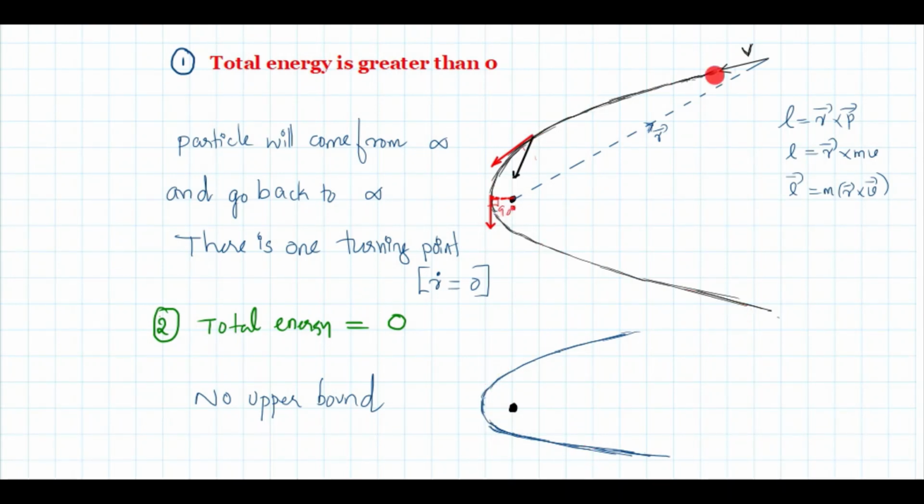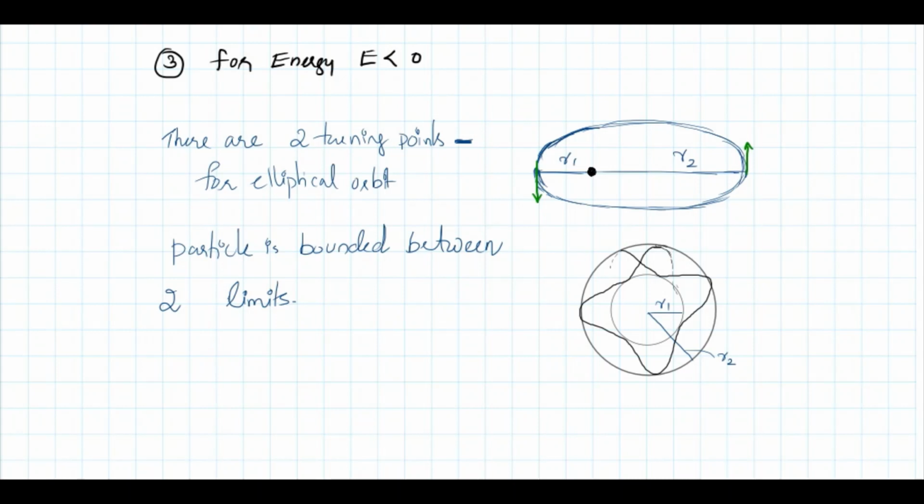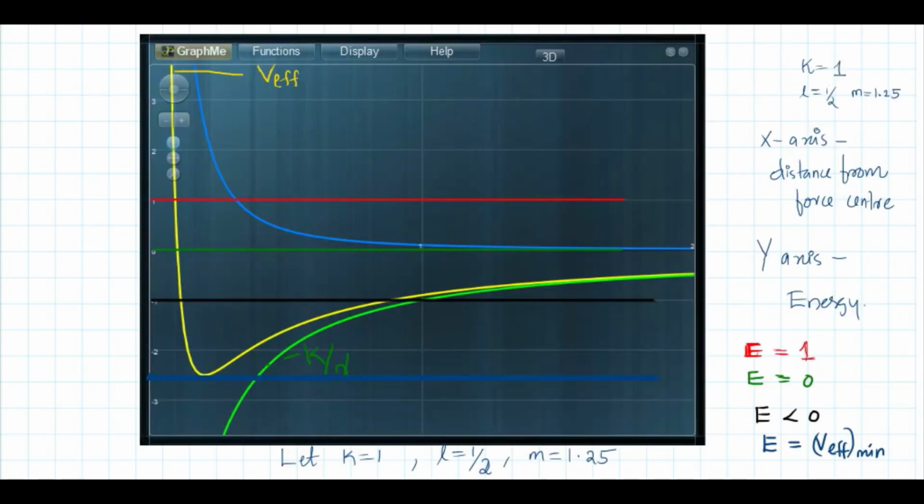But if we do it quantitatively, we can show that the first one will be a hyperbola and the second one will be a parabola. Again, there is no upper bound, there is only a lower bound. The particle can only come up to this distance. This distance is known as the distance of closest approach. Now consider the third case, energy E less than 0. That is, in this graph, you have this black line.